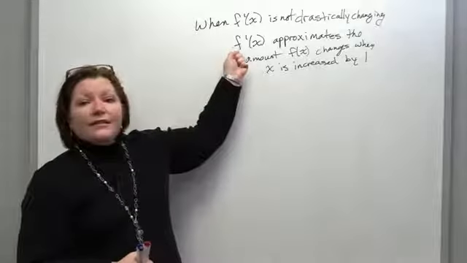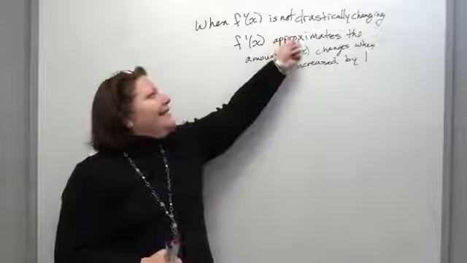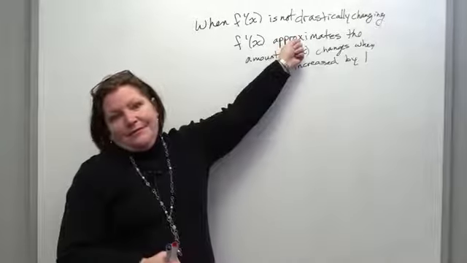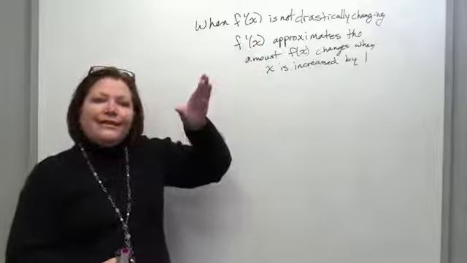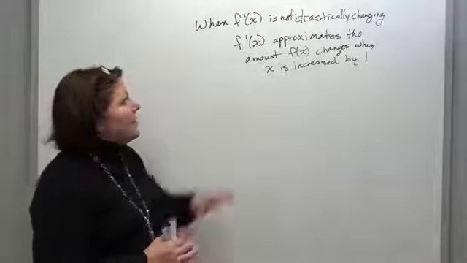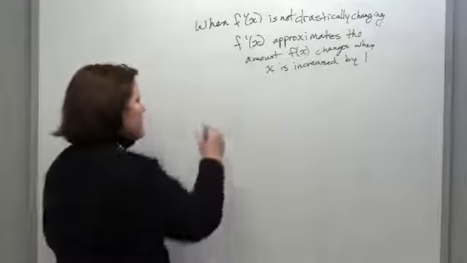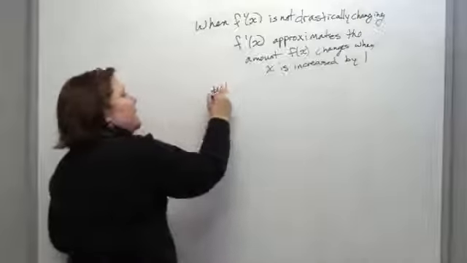F prime of x, because it's related to slopes of tangent lines, approximates that. The tangent line isn't always going to be exactly what is going on with the curve, but it can approximate what is going on. So that's what we're going to explore. And we're going to look at this in the context of number 6 in the book.